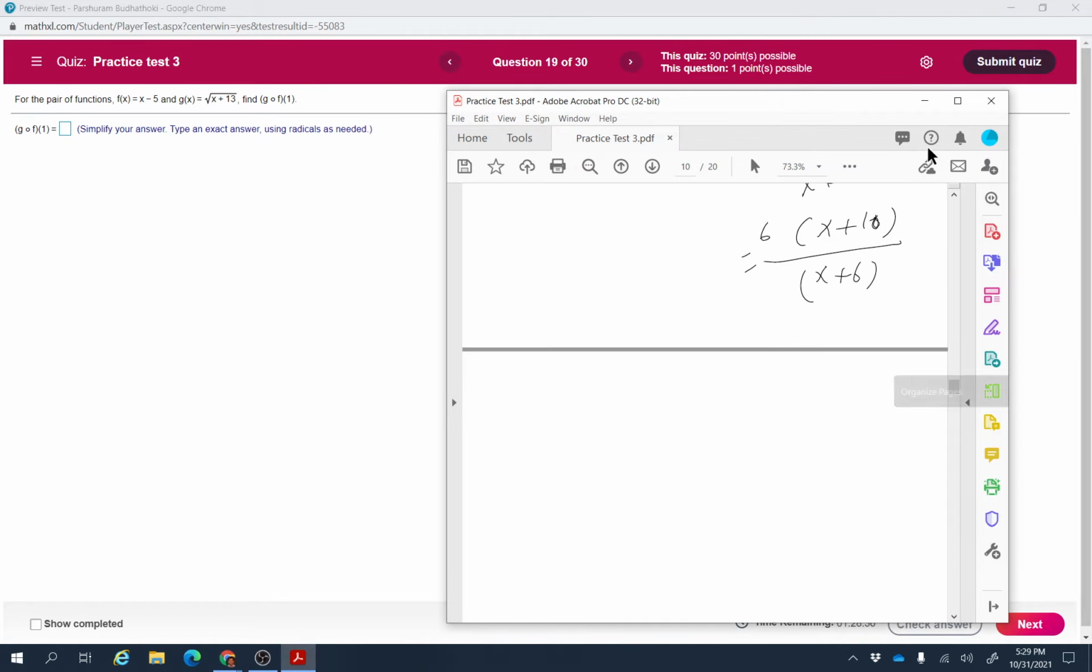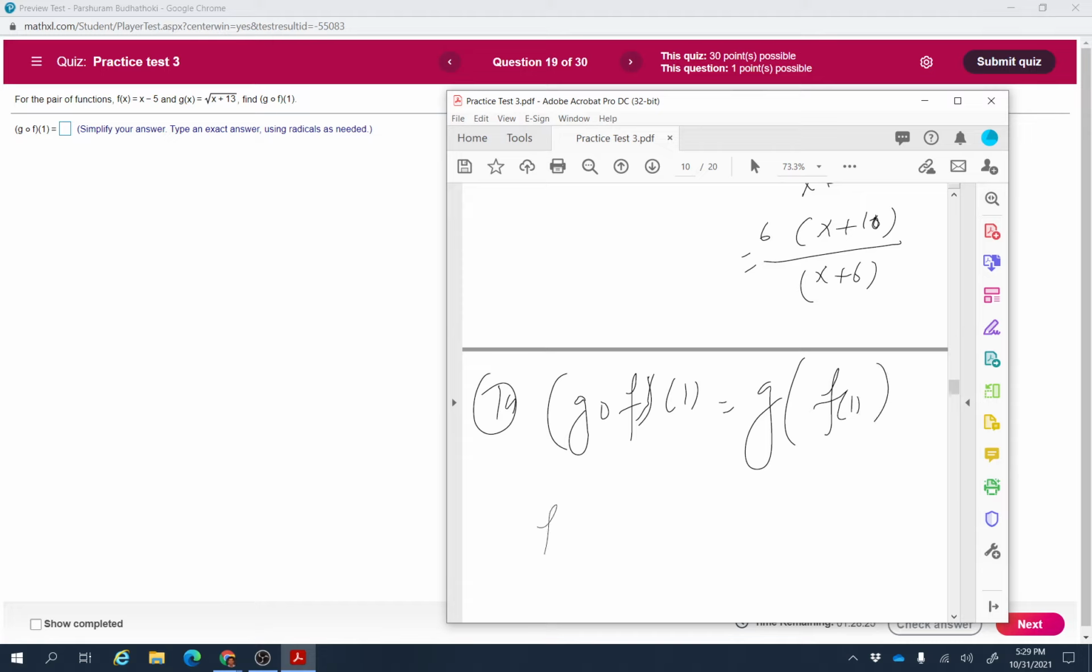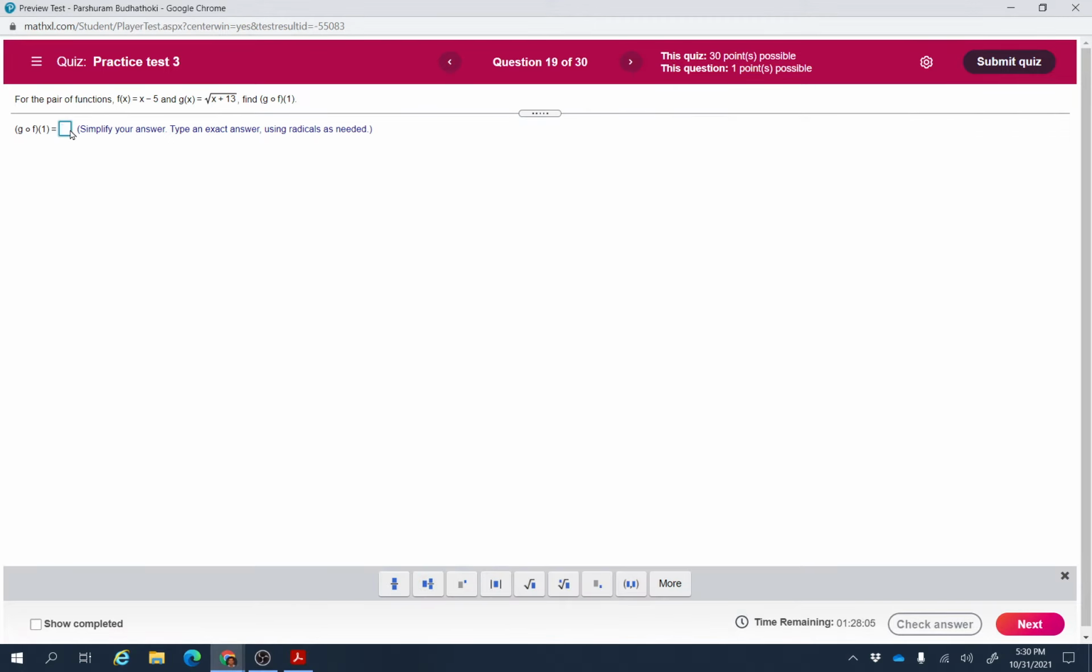So the meaning is, this is problem 19. G composite f at 1 means find the value of g at f of 1. So to do that, first of all, find out f of 1, which in this case is 1 minus 5, which is negative 4, and find the value of g at negative 4. For that, you have to use the second part, which is square root of negative 4 plus 13, which is square root of 9, which is 3. So the answer for this one is 3.